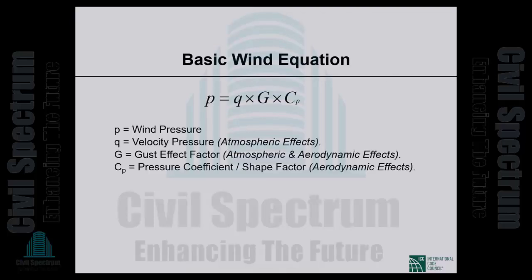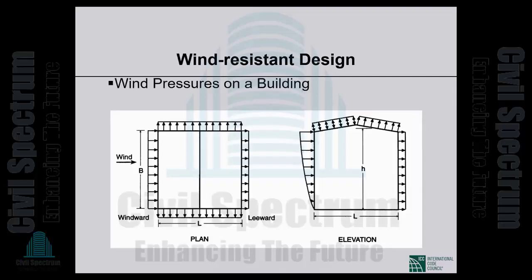So now we come back to the same basic equation, except that we know all the terms. P equal to Q, G, C sub P, everything has been explained. And I have told you that Q has to do with atmospheric effects, C sub P with aerodynamic effects, and G with both.